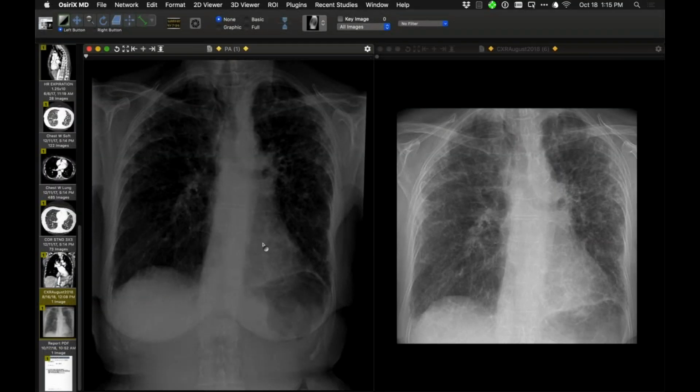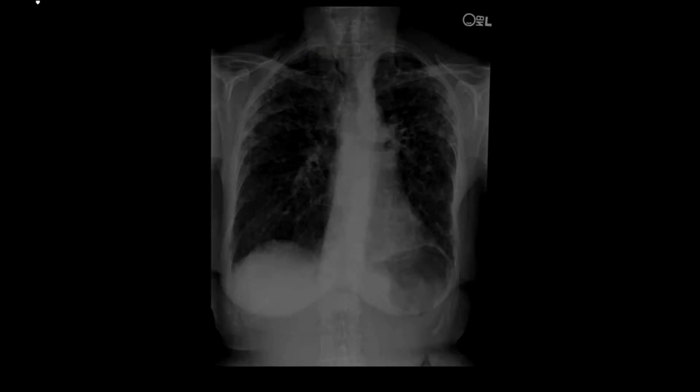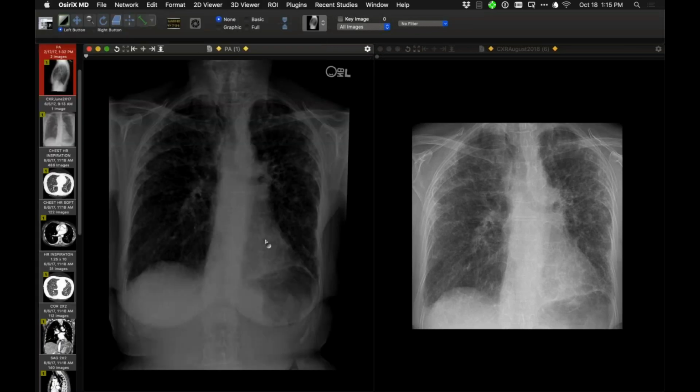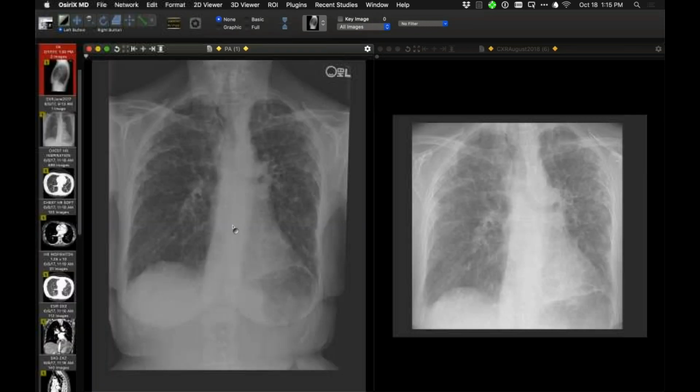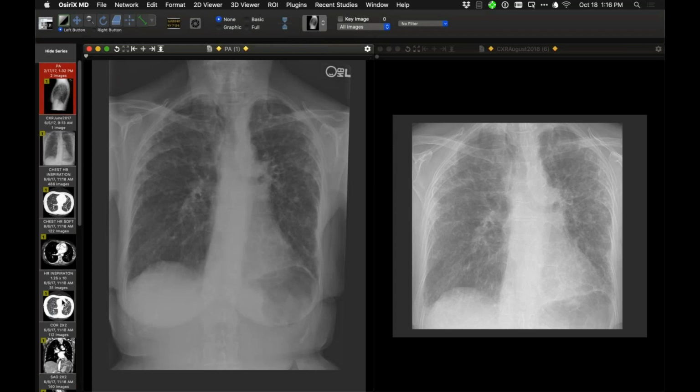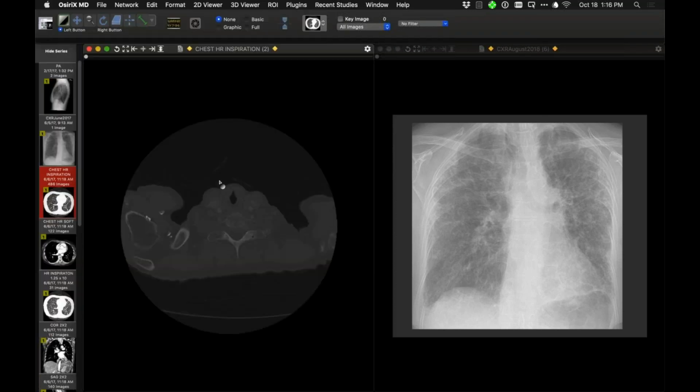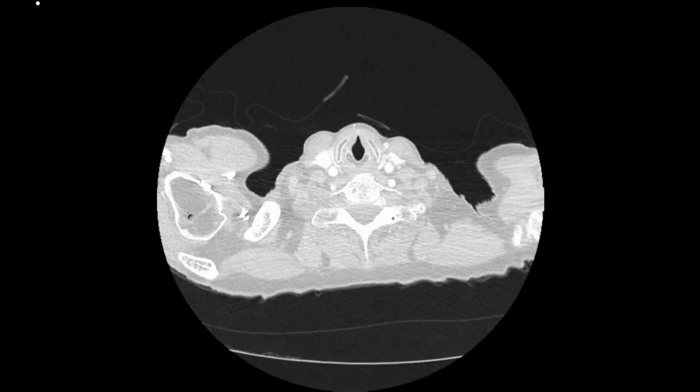And I will show you, just for comparison, that not too much happens in this period of time. So now we have a comparison between February 17 and August 18, and pretty much the same findings are there. So it's not particularly aggressive in terms of its progression. And then when we look at the CT pattern, let me bring up some thin cuts here, and I'll blow this up.